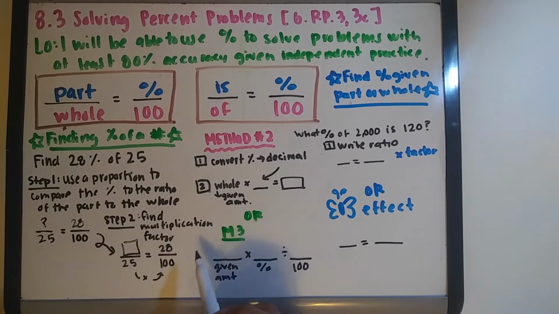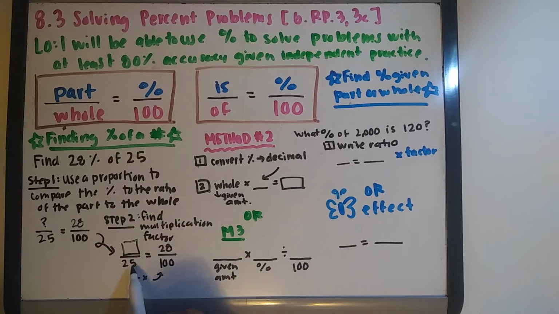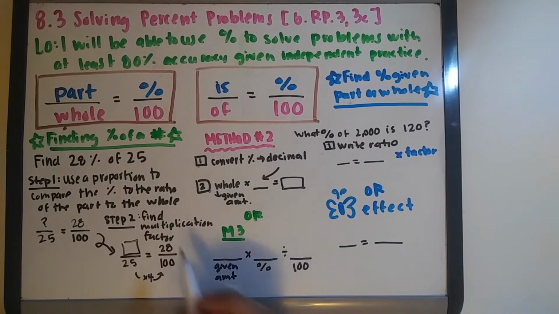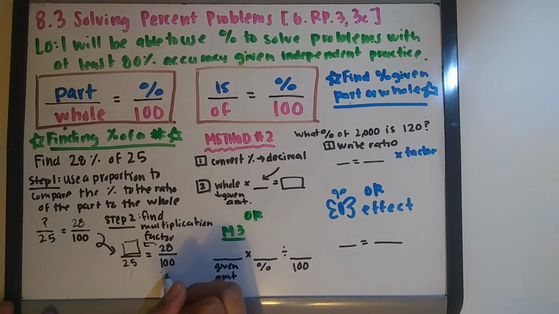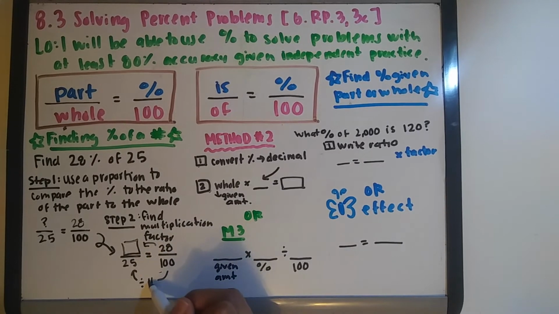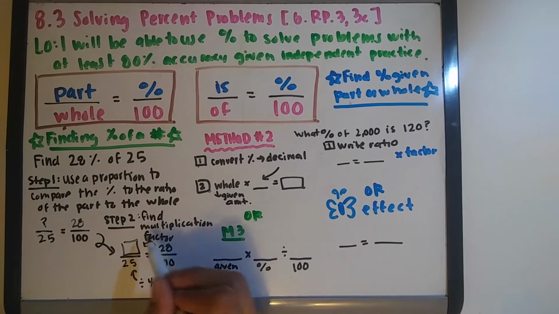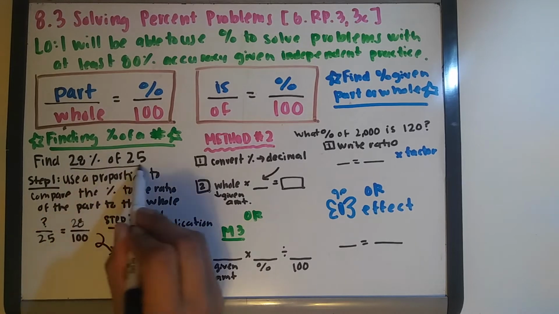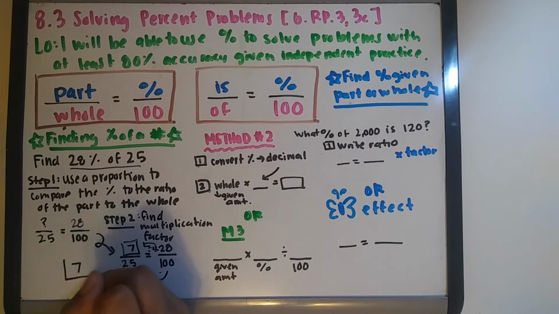And then I don't know this right here. So I'm going to find the multiplication factor. What did I multiply 25 times to get to 100? That will be 4. And what you do to the bottom, you must do to the top. Now, in this case, I have to go this way. So in this case, what is the division factor? It will be 4, because 100 divided by 4 is 25. So then right here, I'm going to do the same thing. 28 divided by 4 gets me 7. So the answer of what is 28% of 25 is 7. So that will be my answer.